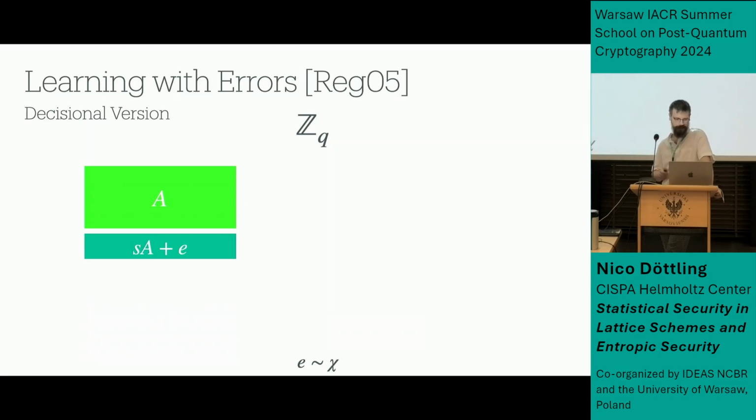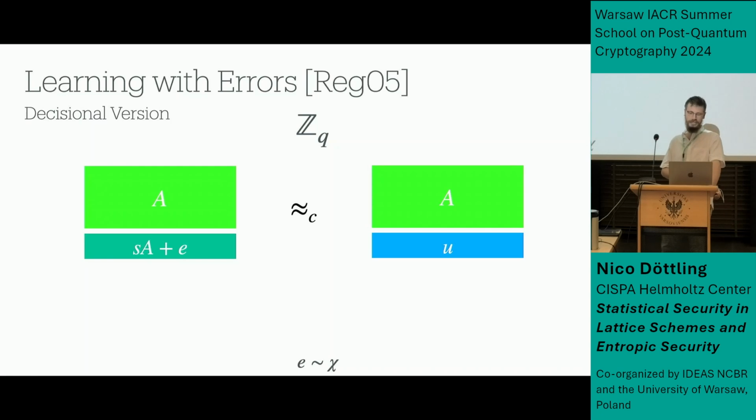Okay, and the decisional LWE problem postulates that this pair A and SA plus E looks computationally indistinguishable from, well, A stays the same, but this SA plus E is supposed to, or we conjecture this to look uniform, right? So even though SA plus E is a vector that is very close to the row span of A.